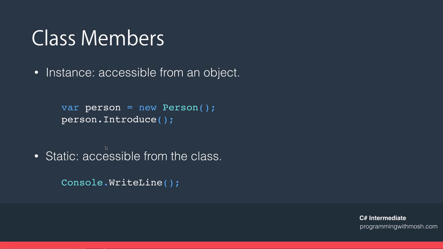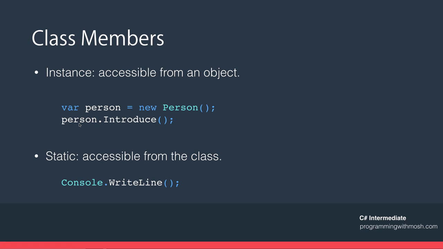Before we start coding, let's talk about class members. In C#, we have two types of class members. We have instance members and static members. An instance member is accessible from an object. You have already seen that before. So we create a Person object and then call the Introduce method on the object.